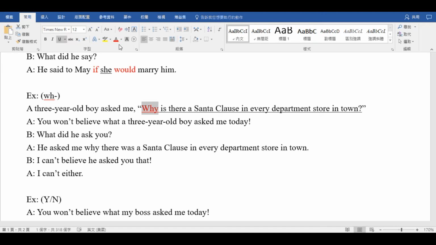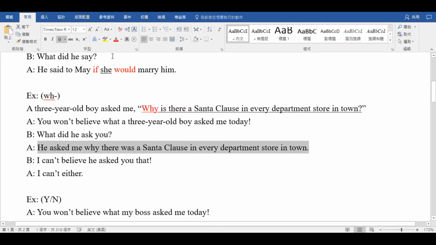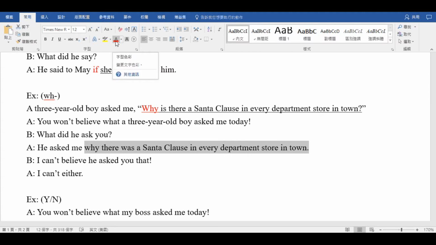You won't believe what a 3-year-old boy asked me today. What did he say to you? He asked me why there was a Santa Claus in every department store in town. So this is the indirect speech sentence over here. He, meaning the 3-year-old boy, asked me, okay, this part is the embedded question part, and also a part of an indirect speech.